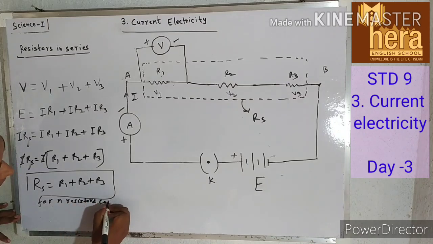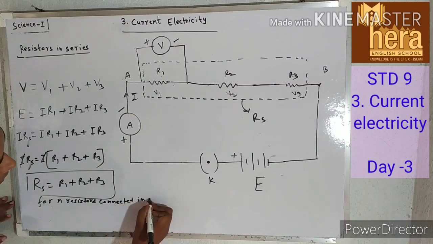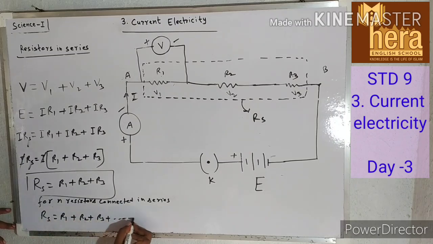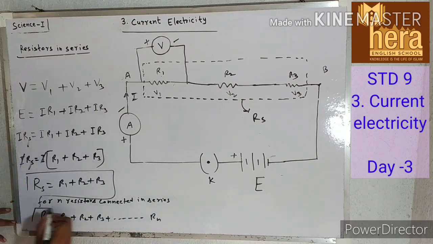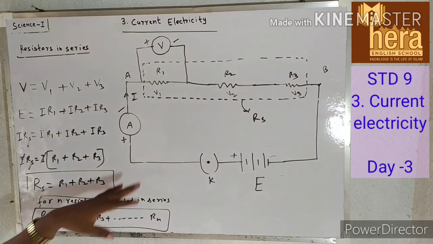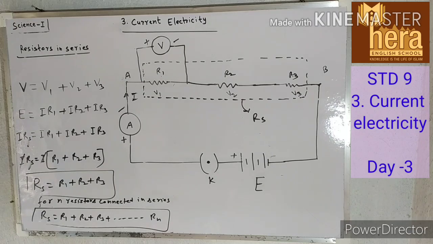connected in series, in that case RS is equal to R1 plus R2 plus R3 dot dot dot Rn. This is important. This derivation is important. You have to write it in your language as well. You can see page number 39 in your textbook, resistors in series.